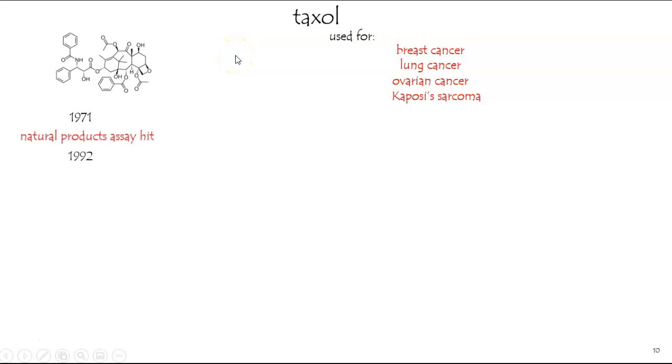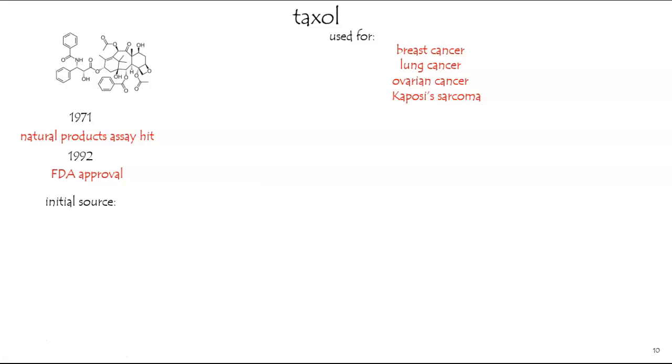This was discovered in 1971 as a natural products assay hit, where back then they oftentimes took all sorts of natural products and tested them in assays against some sort of disease, for example. And from this lead in 1992, 21 years later, it got FDA approval.